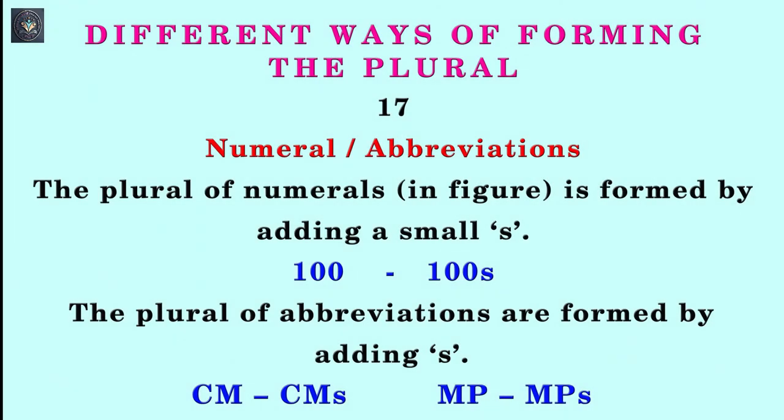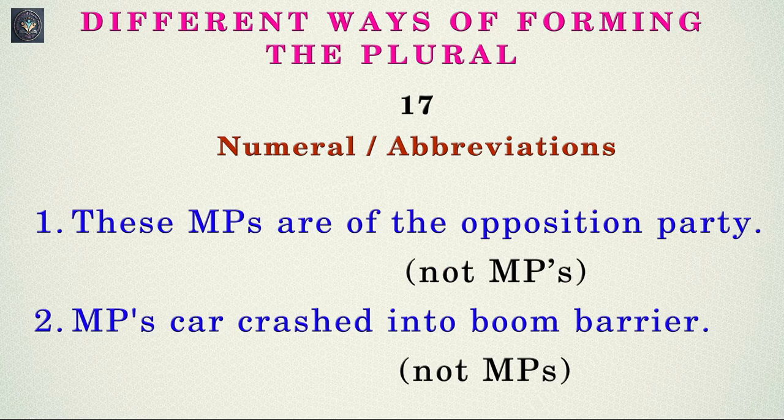Rule number 17. The plural of numerals in figure is formed by adding a small s. For example, 100, 100s. The plural of abbreviations are formed by adding s. Like CM, CMs. MP, MPs. When apostrophe s is used with abbreviations or acronyms, they denote possession, not plurals.